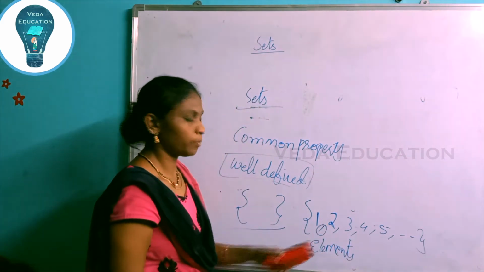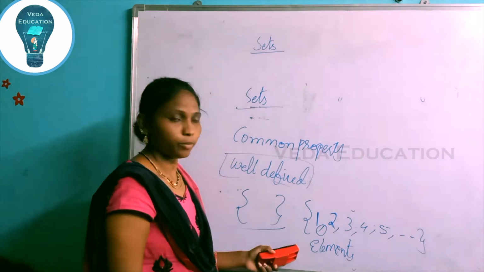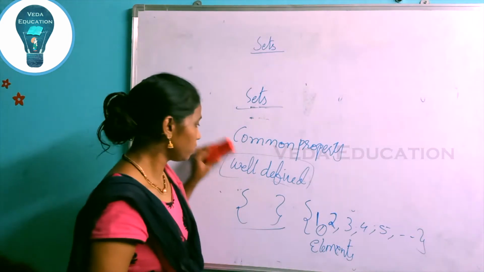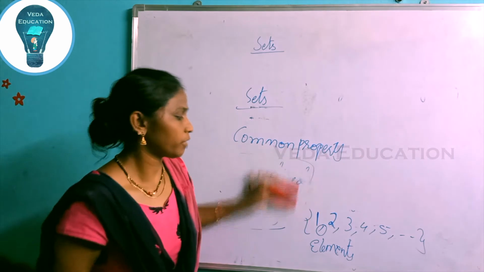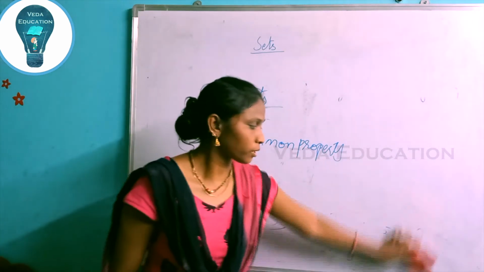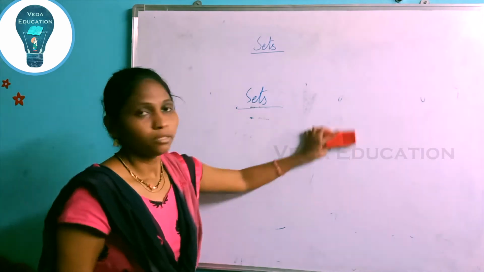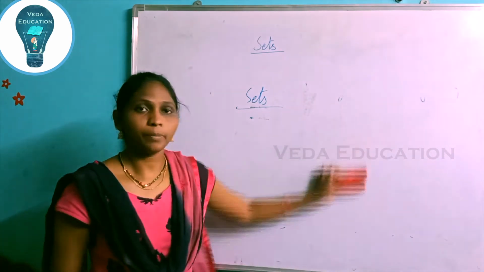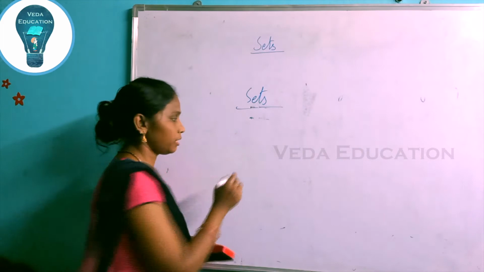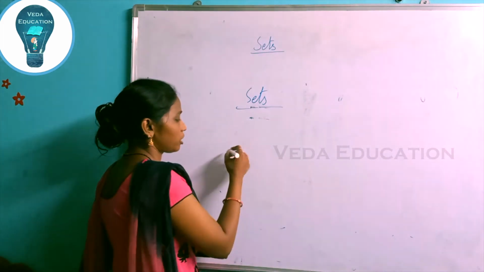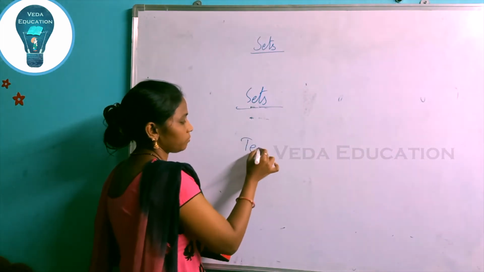Elements are separated with a comma, and set notation form is braces. Got it, everyone? In this chapter we are going to discuss sets. And one more thing: when you are writing a set, if anything is repeated, don't write it twice. For suppose, teacher.